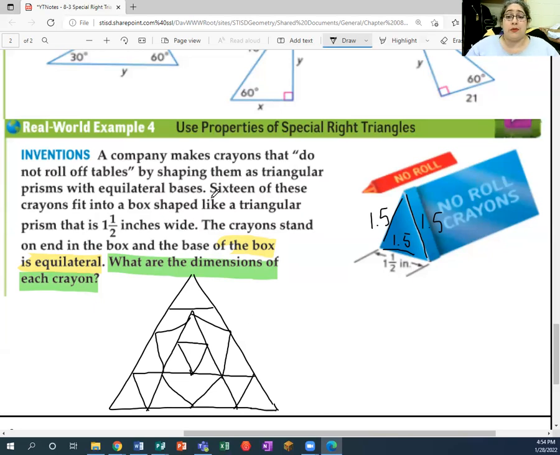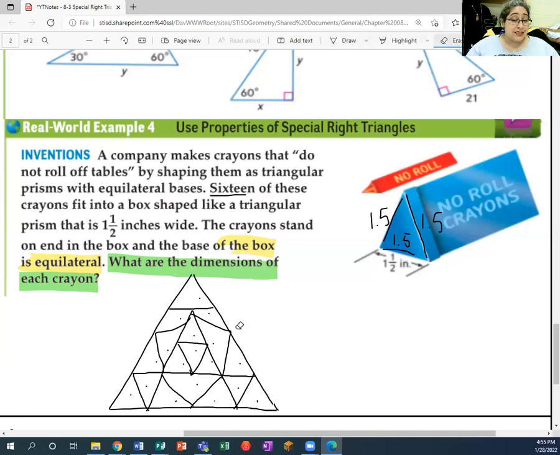Okay, let's see if I've got the right number of crayons. I know there's supposed to be 16 of them in this box. So let's see if I've drawn 16 very badly drawn crayons. 1, 2, 3, 4, 5, 6, 7, 8, 9, 10, 11, 12, 13, 14, 15, 16, 17, 18. I went too many. Okay, so back to the drawing board.